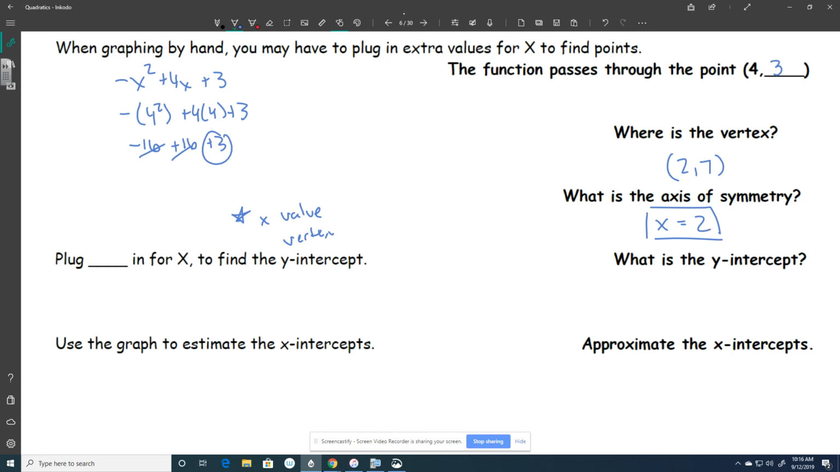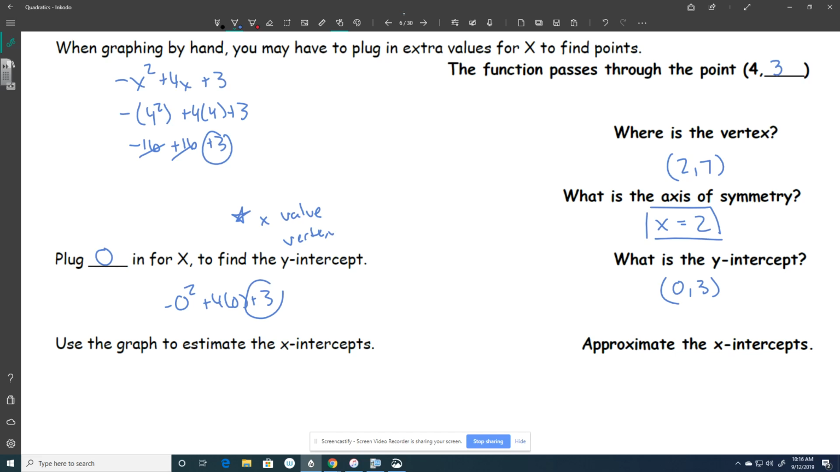Find the y-intercept. Remember, plug 0 in for x, which we already did. Remember, it was negative 0 squared plus 4 times 0 plus 3. And all we were left with is the 3. So my y-intercept is (0, 3).